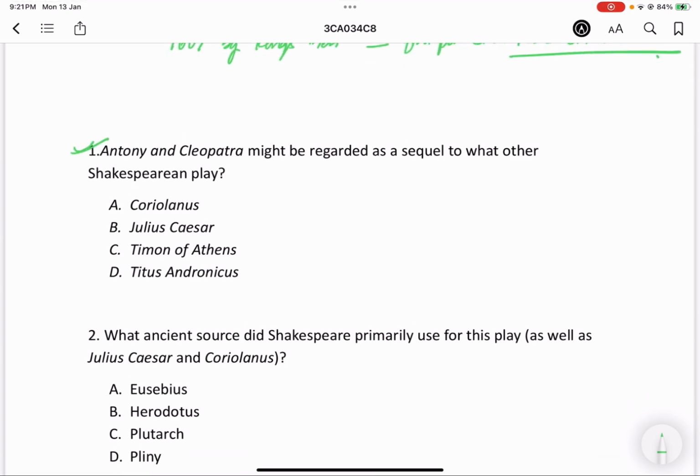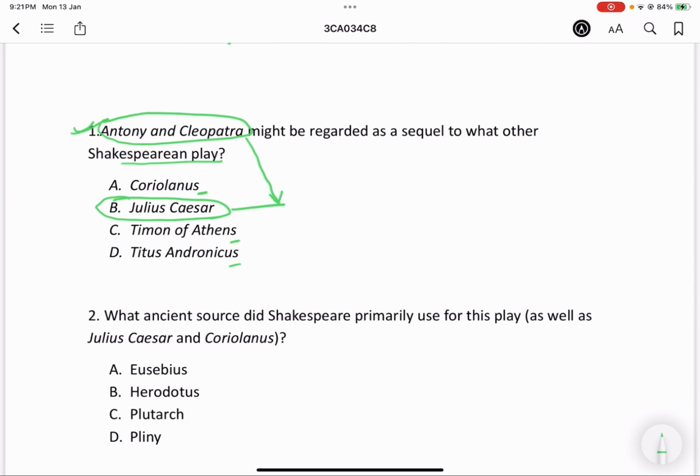Question number one. Antony and Cleopatra might be regarded as a sequel to what other Shakespearean play? Now, look at the options. Coriolanus, Julius Caesar, Timon of Athens, Titus Andronicus. And the correct answer to this is B. Antony and Cleopatra is a kind of sequel to Julius Caesar. We know that Julius Caesar ended with the defeat of Brutus and Cassius, and Octavius and Mark Antony were the winners. But there was some tension between them, which has then been added into this sequel.